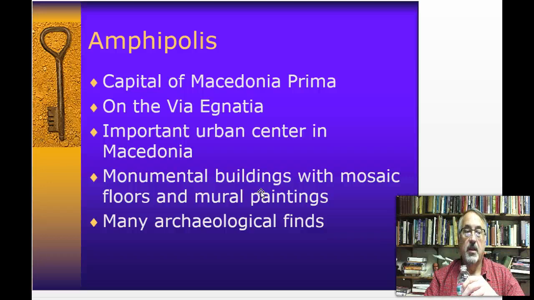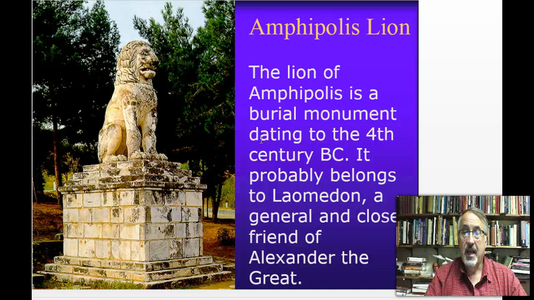It was along the Ignatian Way. Very much important urban center. Lots of archaeological finds here. In fact, some recent finds have been coming out of this area. It's not too far, really, from the capital of the ancient Macedonians, Pella, where Alexander the Great and his father had lived. Here's one that makes it into most books, the Lion of Amphipolis, dating to a burial mound back to the Hellenistic times, because it's a burial place of one of the generals and friend of Alexander the Great.